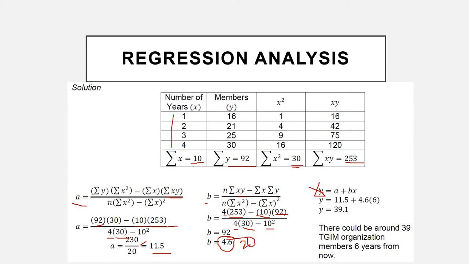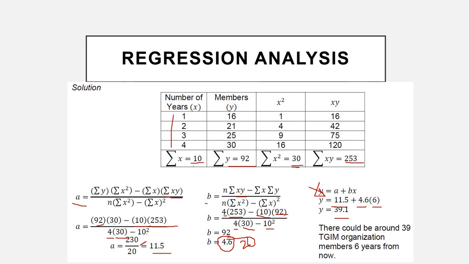We now substitute the values of the solved A and B in our linear regression formula, which is y equals a plus bx. Our A here is 11.5, and our B is 4.6, and our x here is 6. The x represents the number of years from now, so 6 years from now. So that's 4.6 multiplied by 6. Applying MDAS, we multiply 4.6 by 6 first before adding to 11.5, and that gives us 39.1.